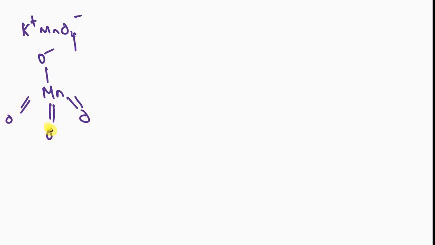So let me write again here. K plus, MnO4 minus. Mn will be at the center with O minus, and this will be a tetrahedral structure. And how many resonating structures are there? Four resonating structures are there. And this structure is called tetrahedral.